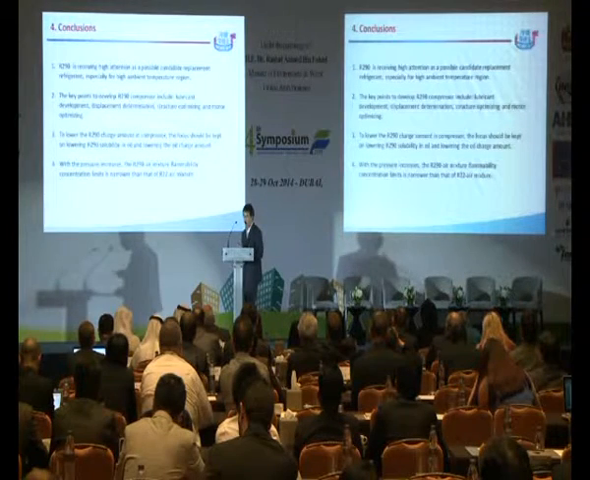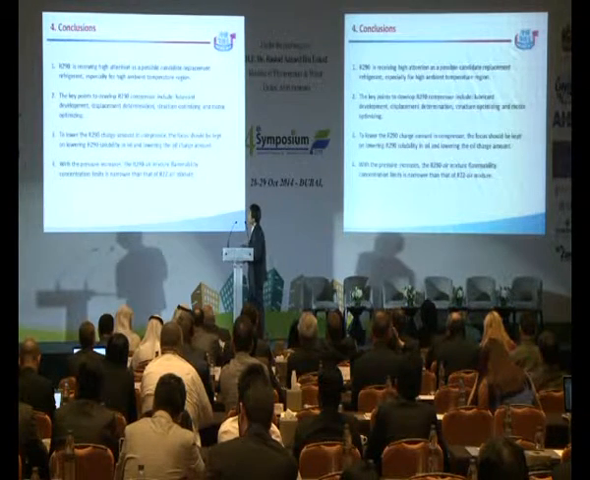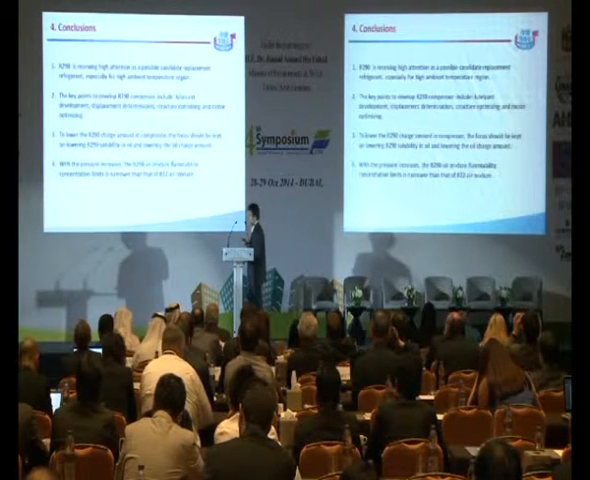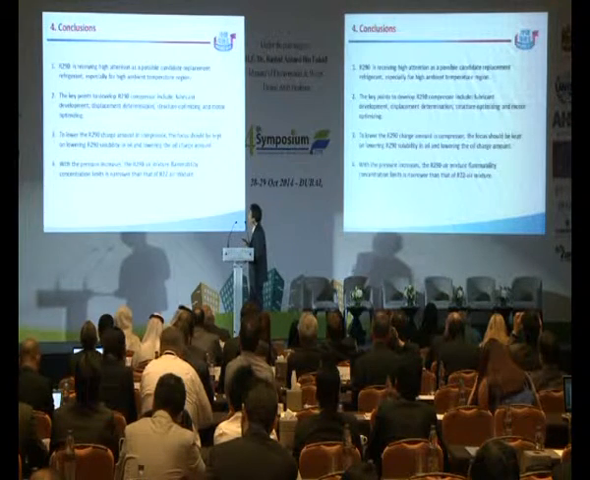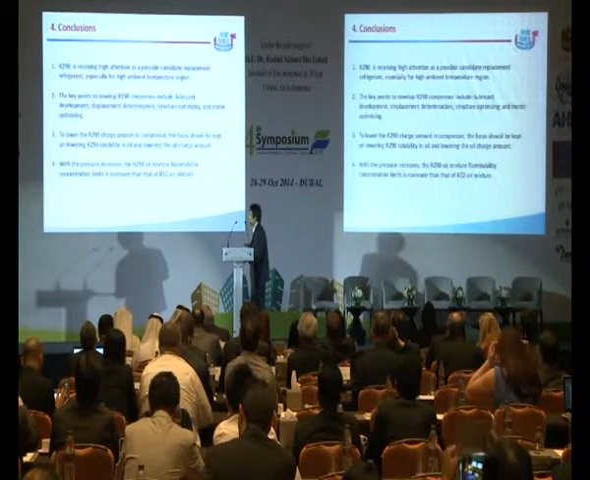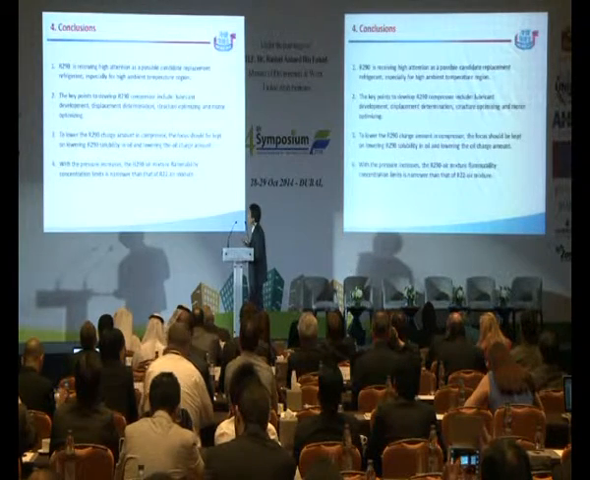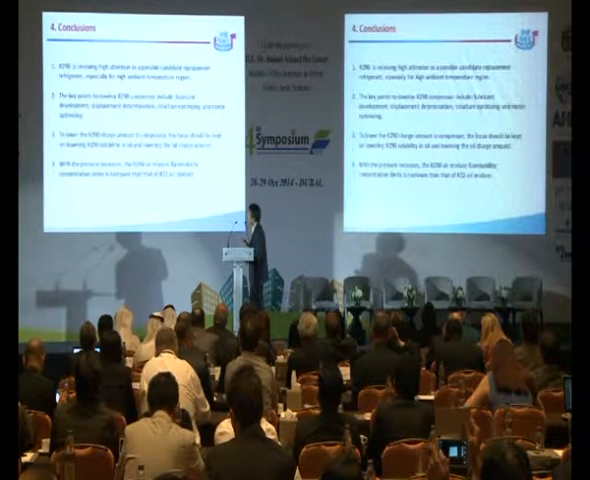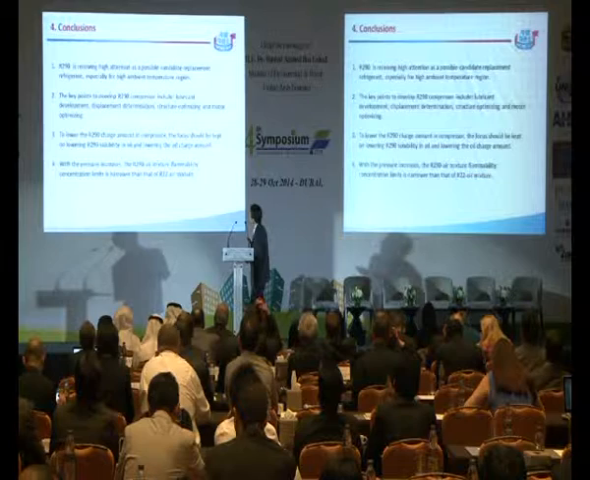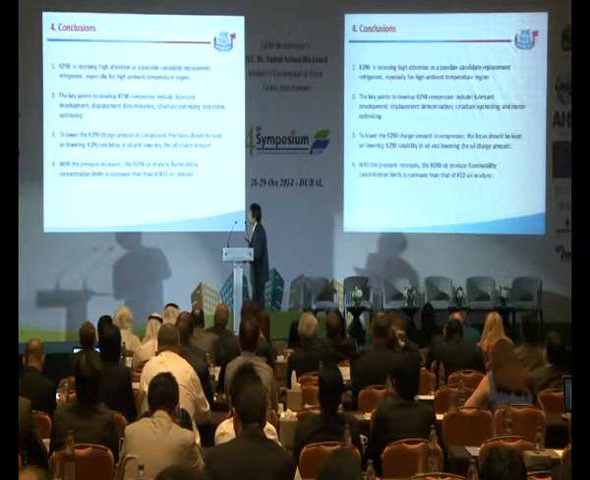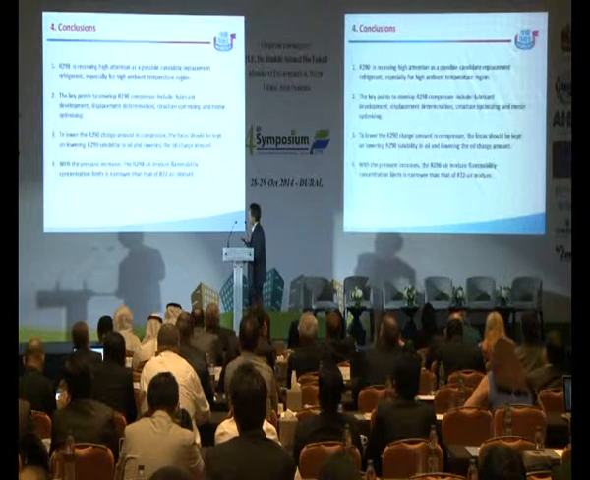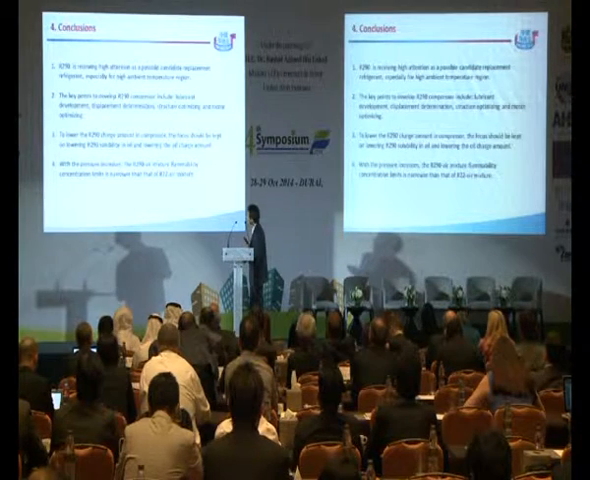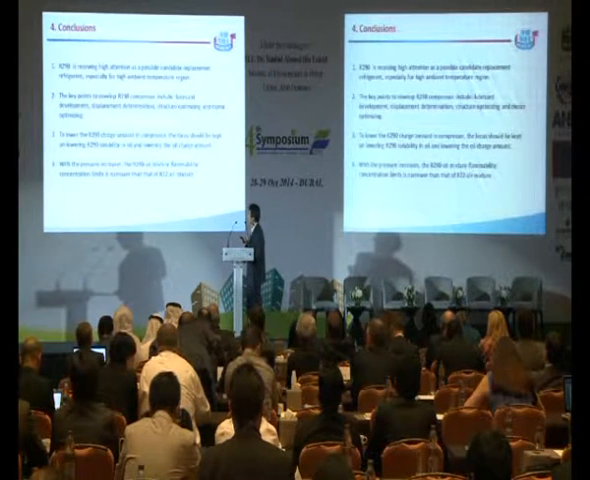Finally, the conclusion. R290 is receiving high attention as a possible candidate replacement for R22, especially for the high ambient temperature region. The key important points to develop an R290 compressor include oil development, displacement determination, structure optimization, and motor optimization. To lower the R290 charge amount in the compressor, the focus should be kept on lowering R290 solubility in oil and lowering the oil charge amount.